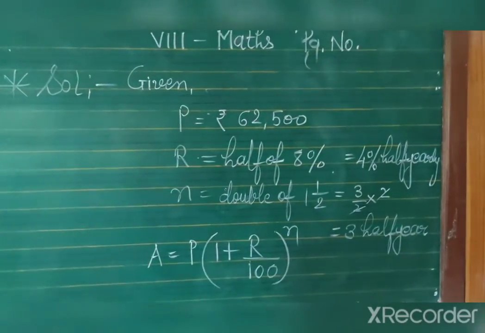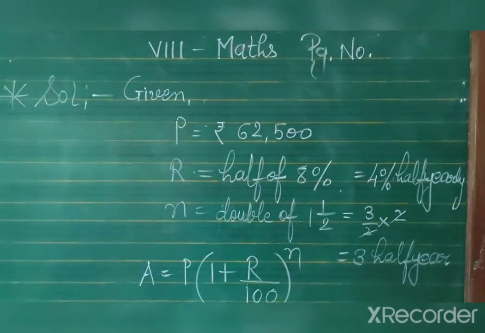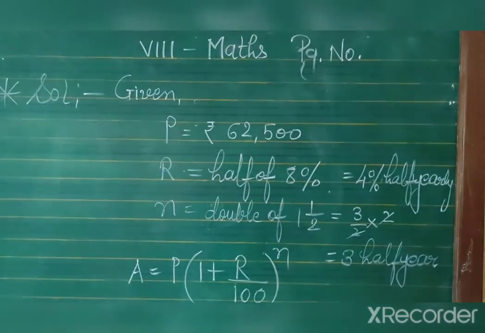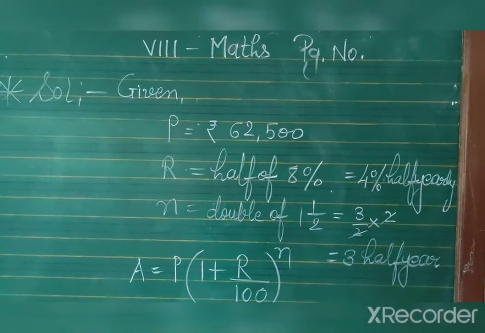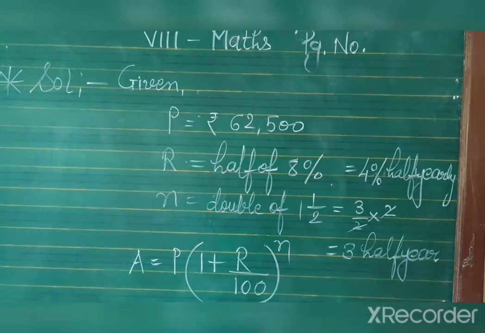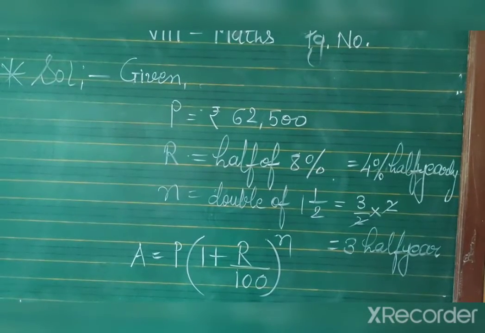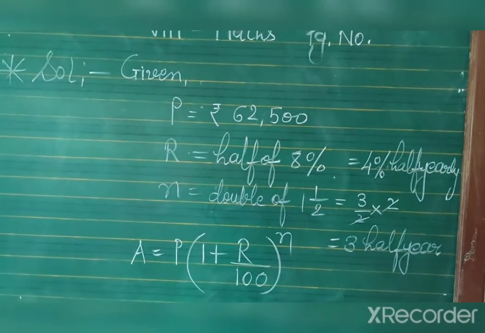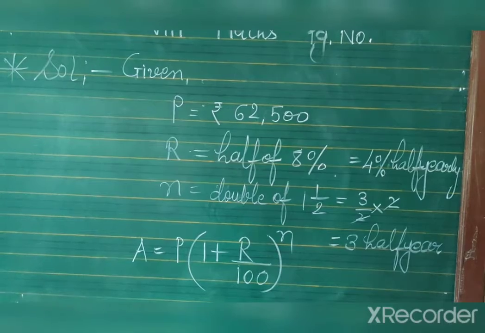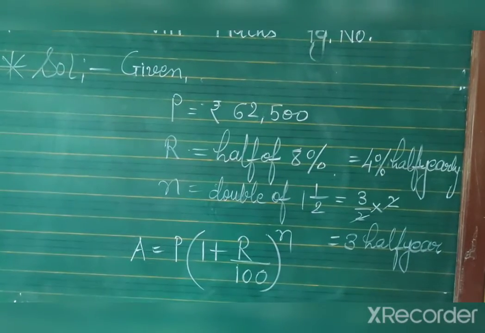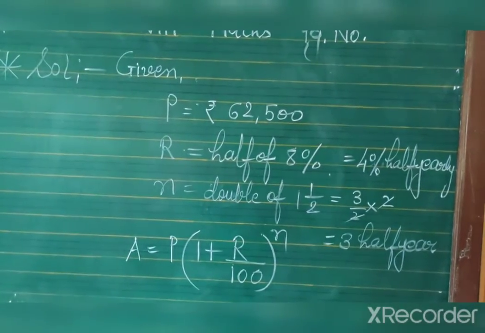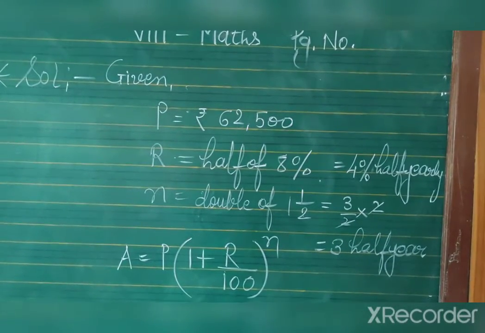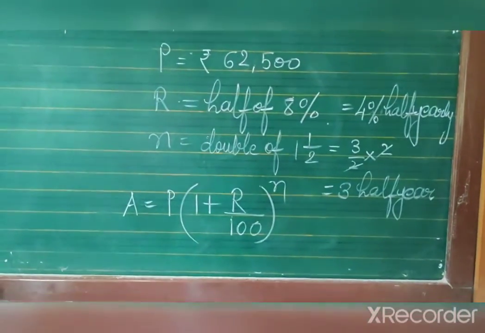Students, in this question the principal is 2,500 and compound interest is calculated half yearly. So half of 8% is 4%, and the time is doubled. The time is 1.5 years, that means 2 ones are 2 and 1 times 3, 3 by 2 into 2, so 3 half years.